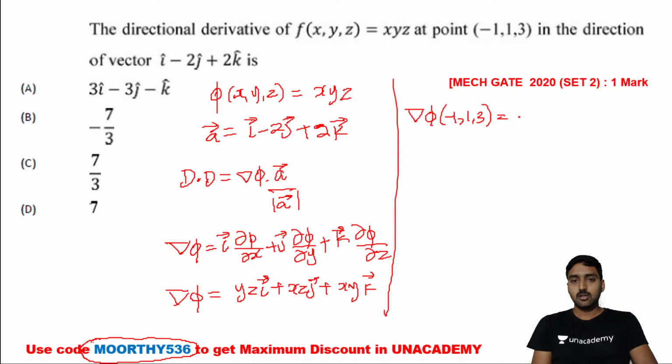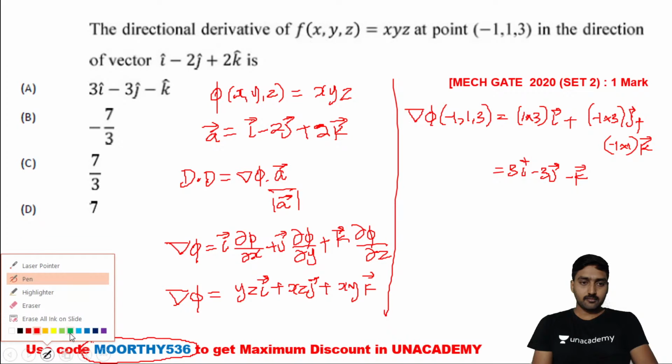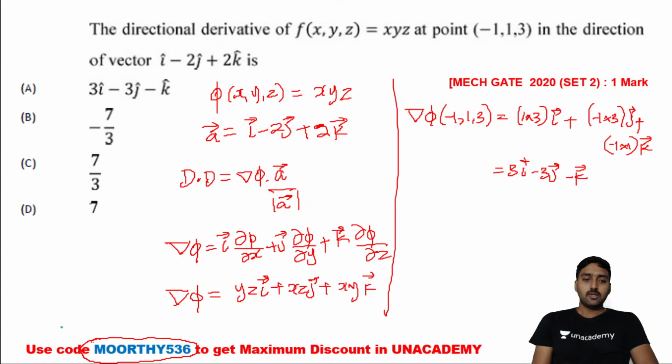If you substitute the values, it's 1 into 3 into i vector, plus x, that is -1, into 3 into j vector, plus xy, that is -1 into 1, k vector. If you consider the values, it's 3i vector minus 3j vector minus k vector, right? Now the directional derivative, it's a direct question. What about the directional derivative here?